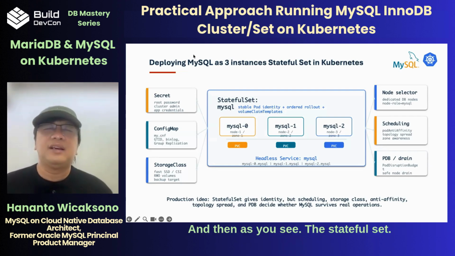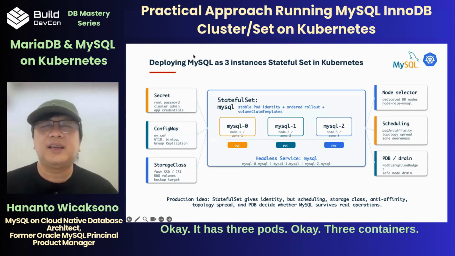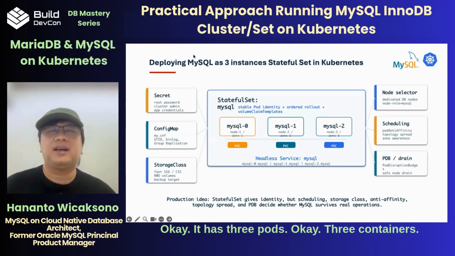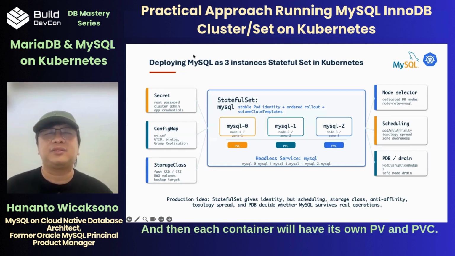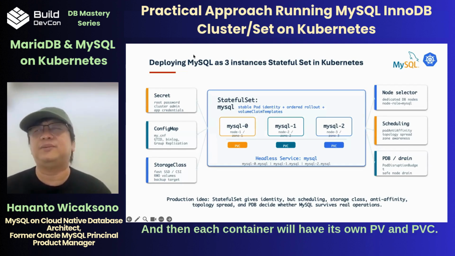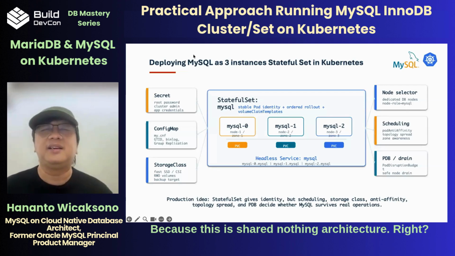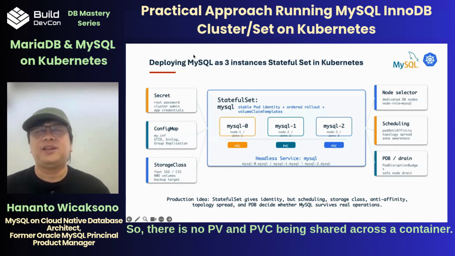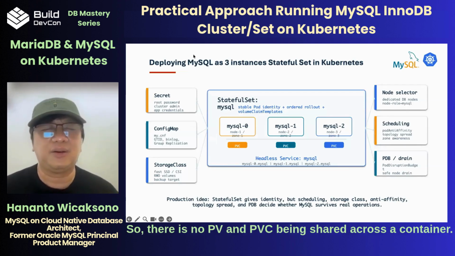And then, as you see, the StatefulSet has 3 pods, 3 containers, and each container will have its own PV and PVC, because this is a shared-nothing architecture. So there is no PV and PVC being shared across containers.